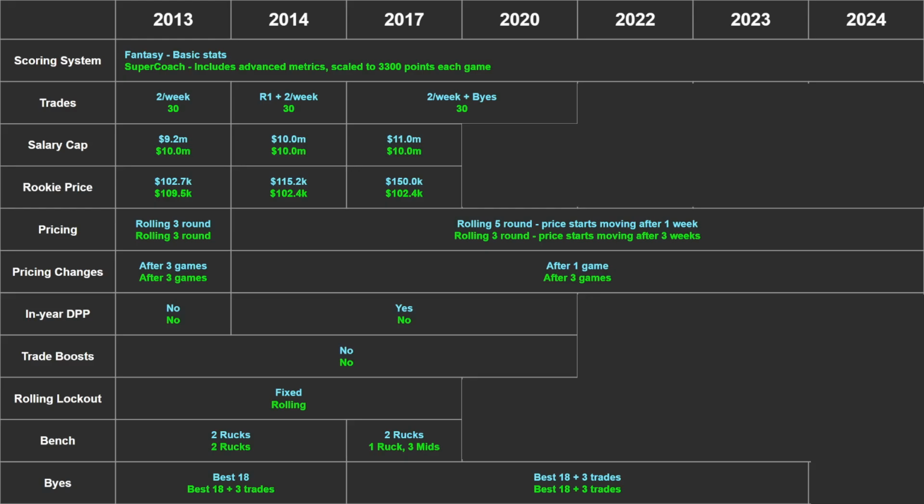Salary cap still going up, rookie price, basement price still going up for Fantasy as well. And then the only other big change in 2017 was in SuperCoach. And in 2017, they changed the 2nd ruck emergency to the 3rd mid emergency that we have today. So in Fantasy, you only have 2 mid emergencies, but in SuperCoach, it is 3.